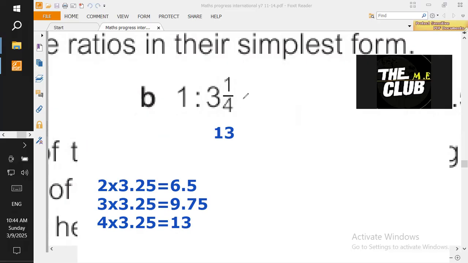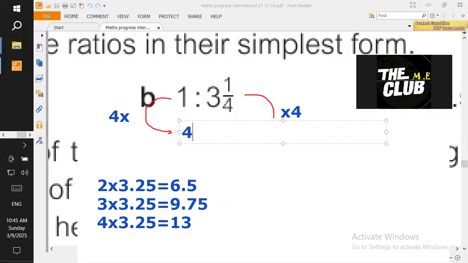So I'm going to do the same here. Multiply by 4. And same thing here, multiply by 4. So when we multiply this by 4, we'll get 13. So 1 times 4 will be 4. So the final answer for the simplified ratio is 4 to 13. And this is how you answer a question like this.